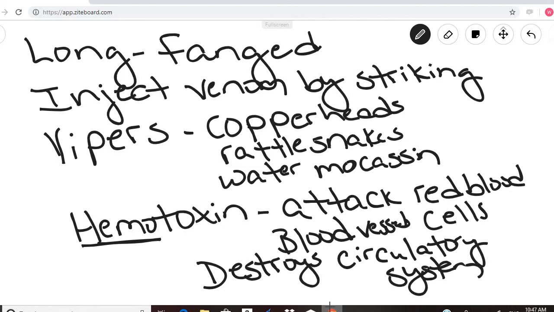Okay, so the hemotoxins are much more serious, but they are slower acting. So it takes longer for the hemotoxins to take effect, but their effects tend to be much more deadly.